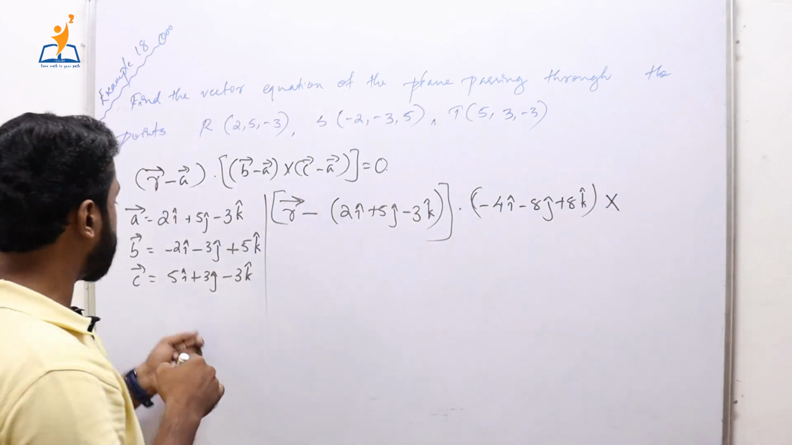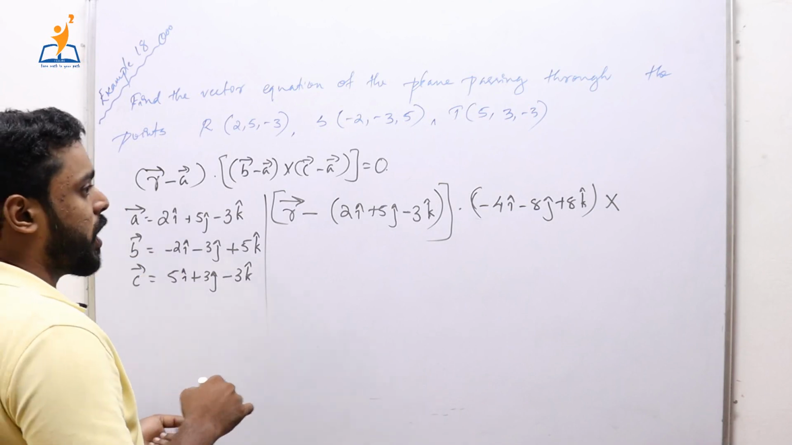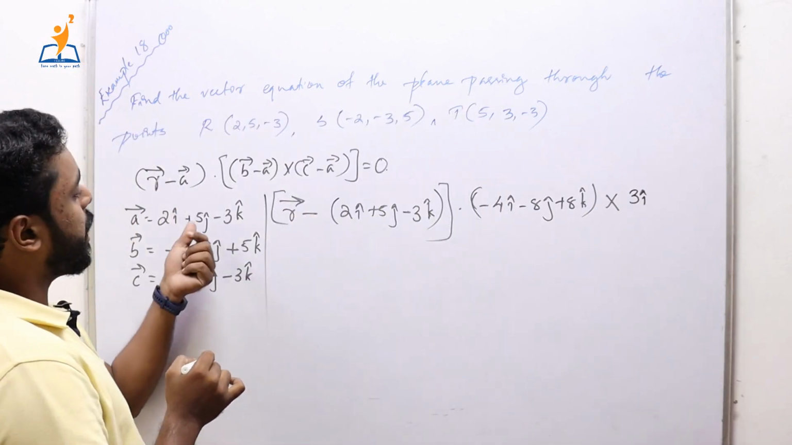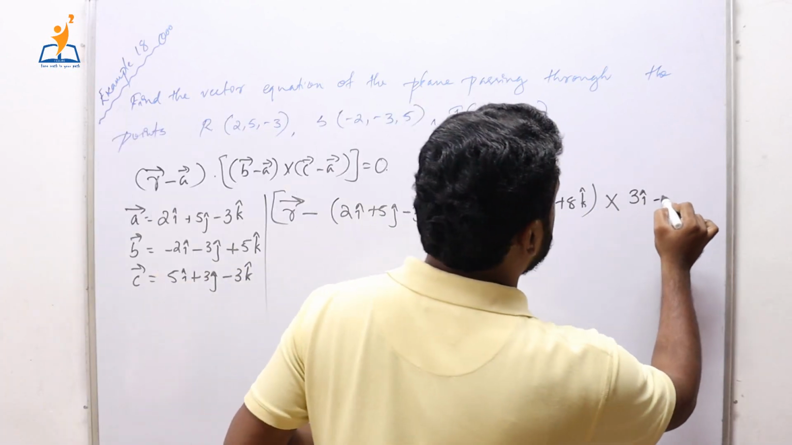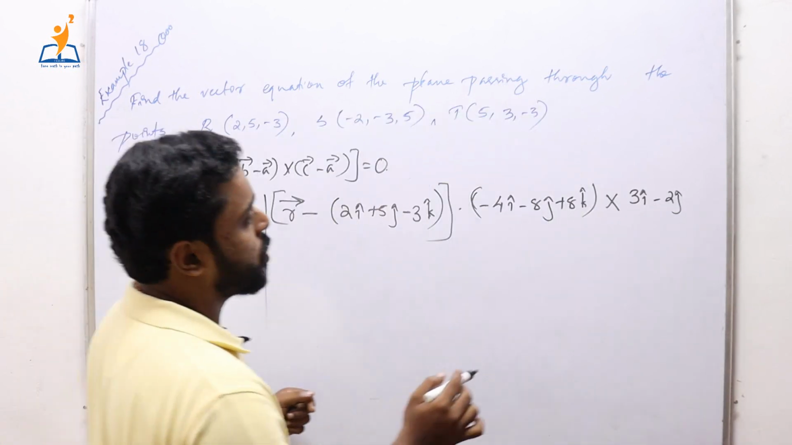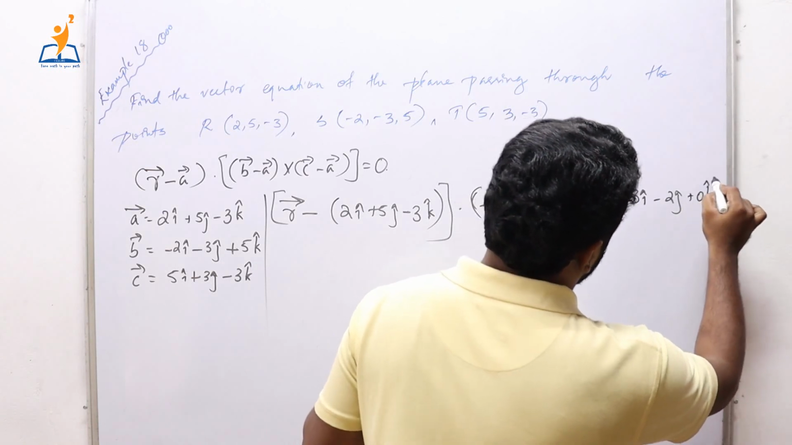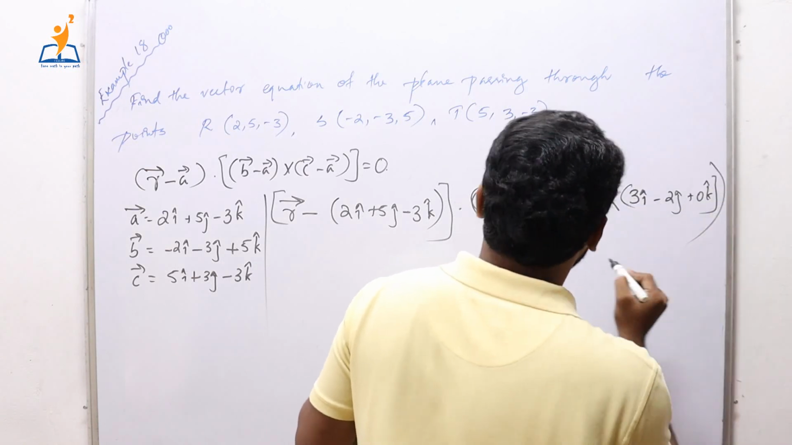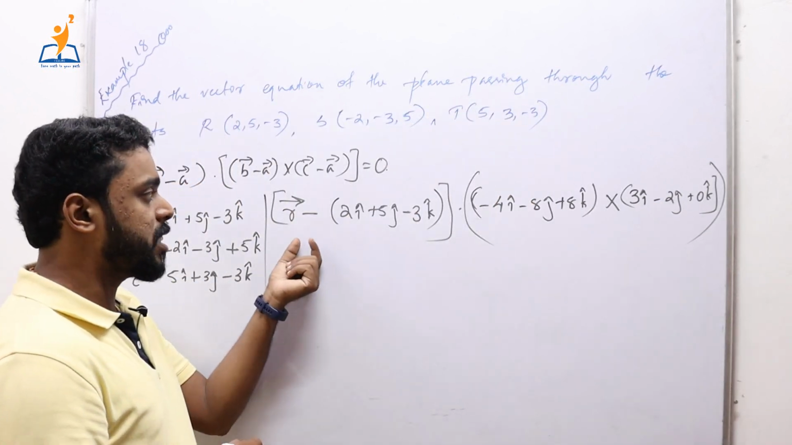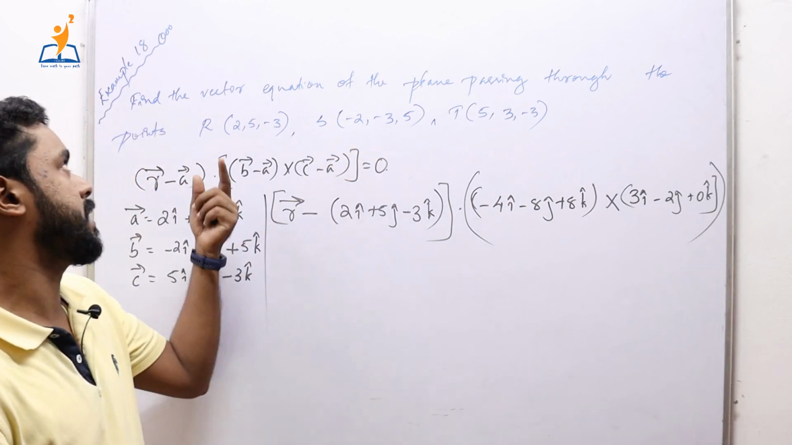Cross, what is c minus a? 5 minus 2, so we have 3i cap. Next, 3 minus 5 is equal to minus 2j cap. And at the last, minus 3 minus minus 3, so minus 3 plus 3 is equal to 0 k cap. So this will be the vector equation of the plane which passes through the respective points. So this is the end of example number 18.